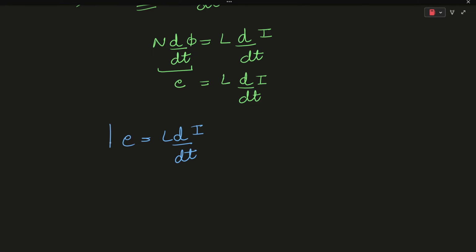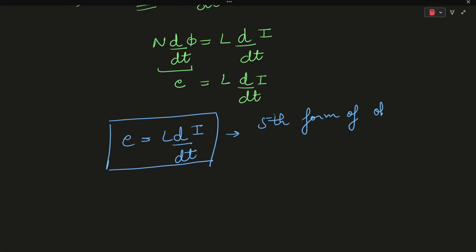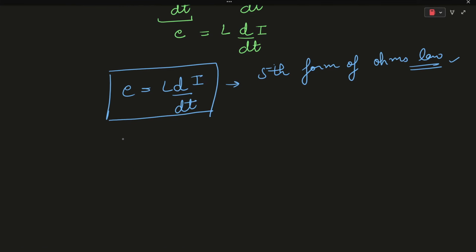This is a very important equation, and this is the fifth form of Ohm's law. It means that the current flowing through the inductor can be given as I equal to 1 upon L times the integration of E dt in a given time interval.